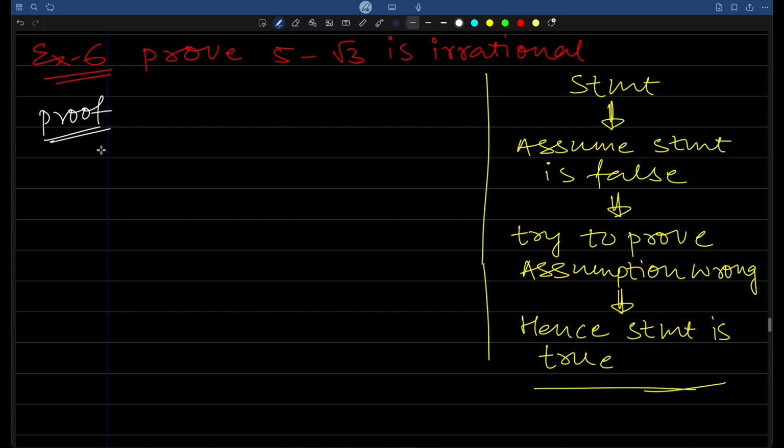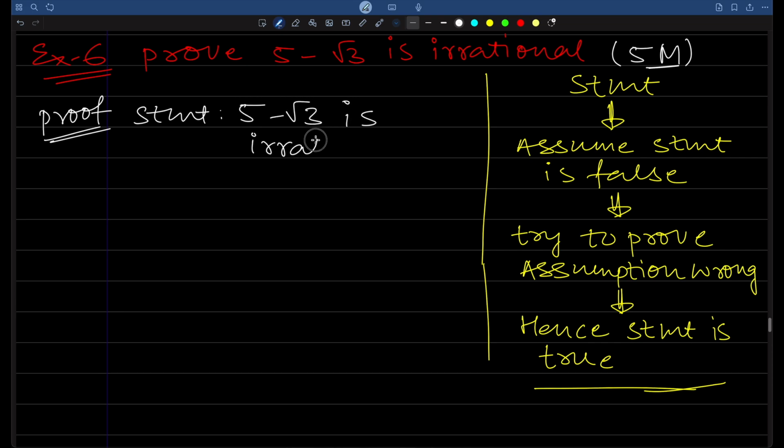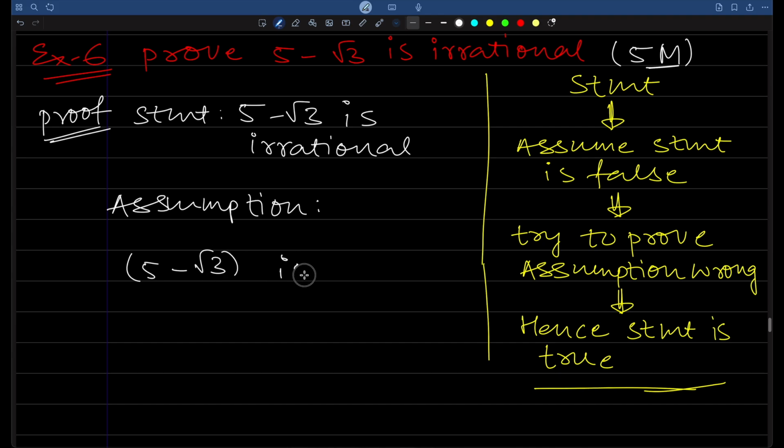We will cover this question as a 5 mark question asked in exams. The statement is: 5 minus root 3 is irrational. The assumption we will take is: 5 minus root 3 is rational.